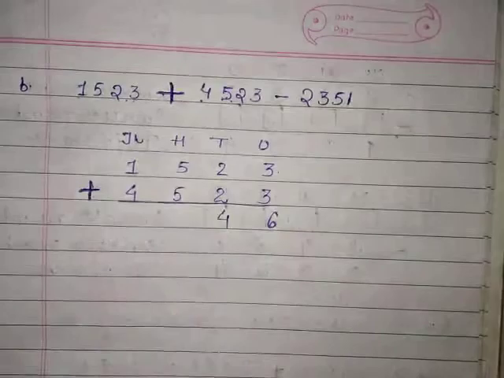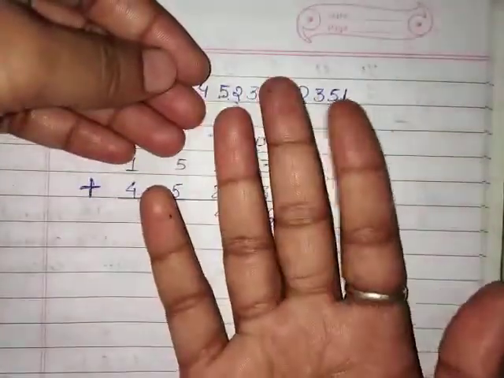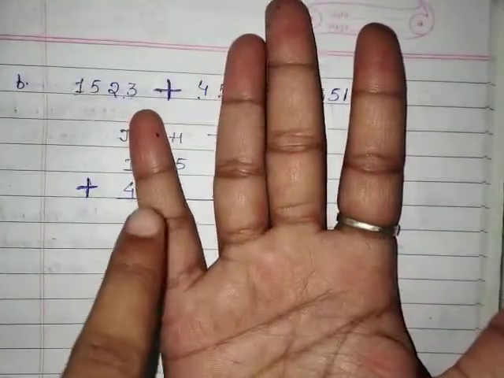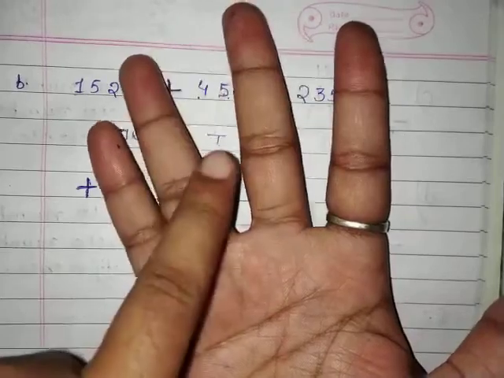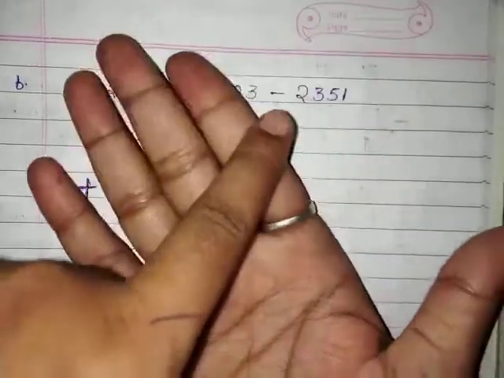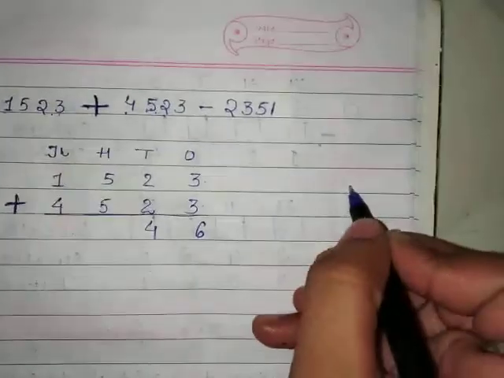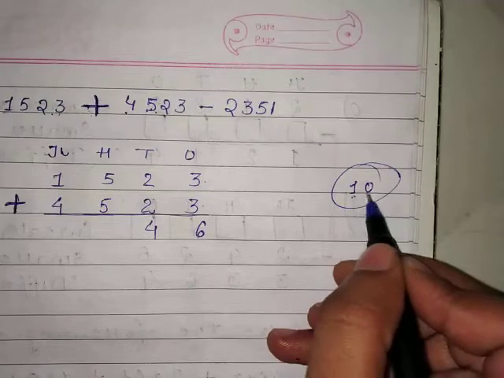Now 5 plus 5. So my dear children, you can see there are 5 fingers, and in this hand also there are 5 fingers. So after 5, we have to count these 5. After 5, 6, 7, 8, 9, 10. So here, which number did we get? 10. But in 10, there are 2 digits.